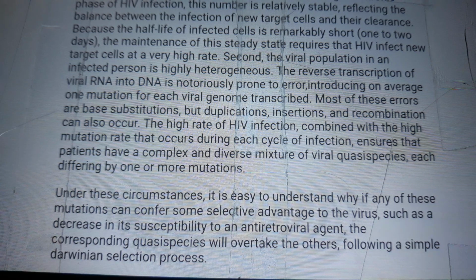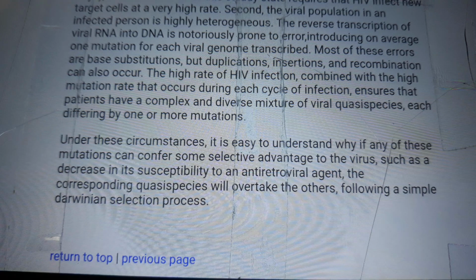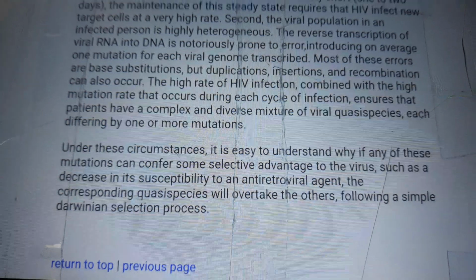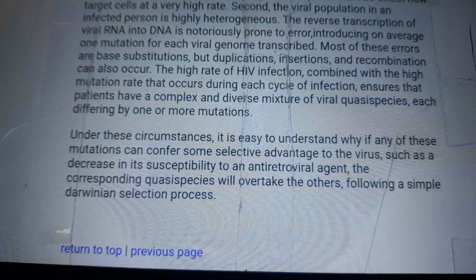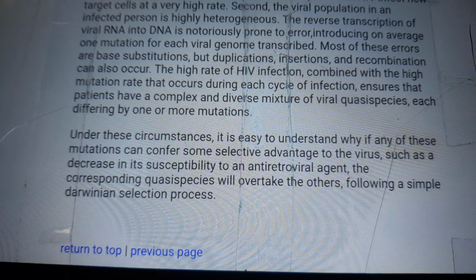Second, the viral population in an infected person is highly heterogeneous. The reverse transcription of viral RNA into DNA is notoriously prone to error, introducing on average 1 mutation for each viral genome transcribed. Most of these errors are base substitutions, but duplications, insertions, and recombination can also occur.